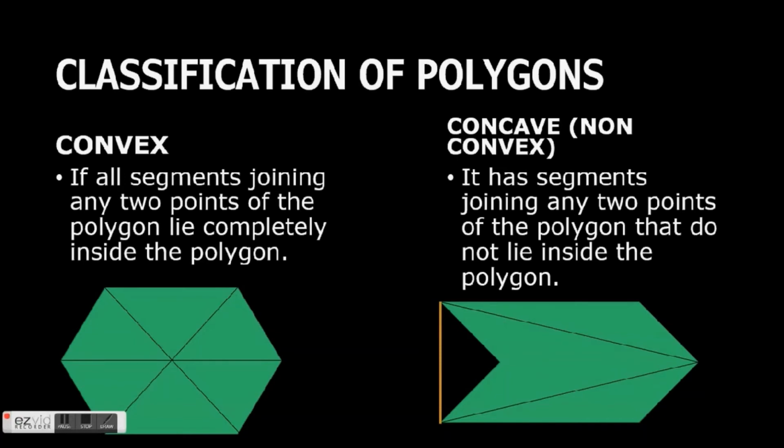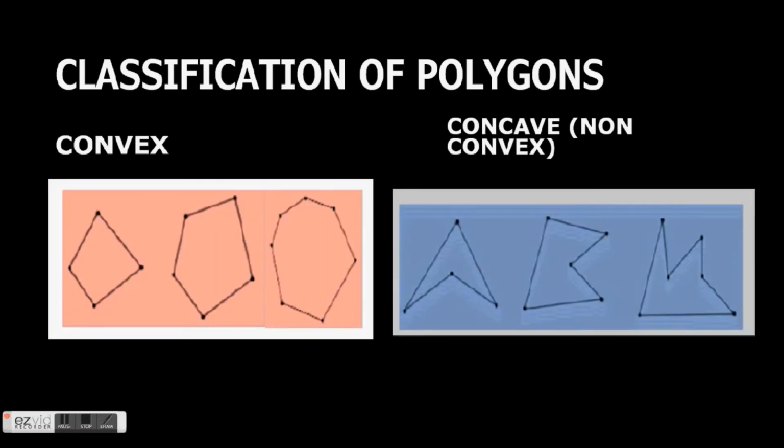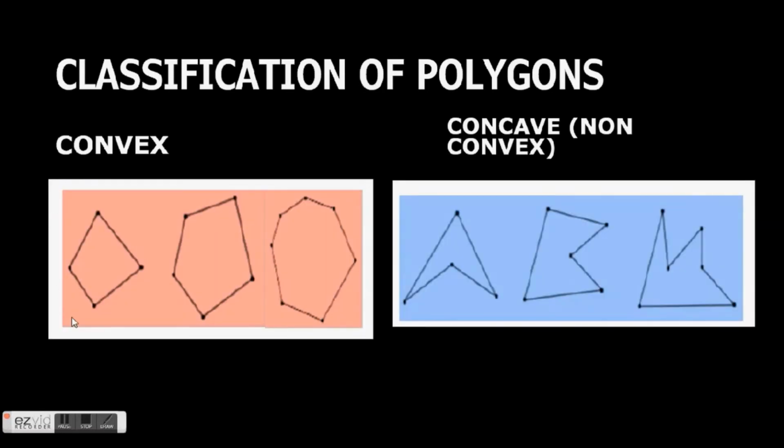So, kahit isa lang na diagonal or segment na magko-connect sa dalawang points doon sa polygon, kapag nasa labas siya ng polygon, then that is a concave or a non-convex. So, yan yung difference ng dalawa. Para mas maintindihan, tingnan natin itong mga illustrations na to. Yan. So, these are examples of convex polygons, and these are the concave or the non-convex.